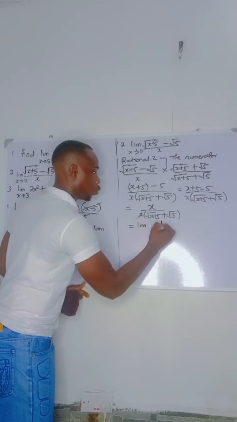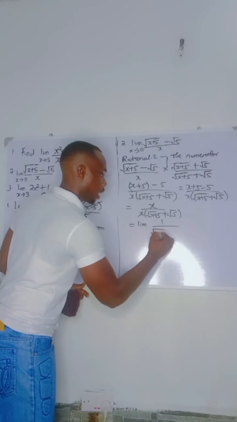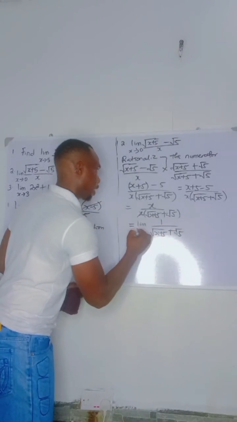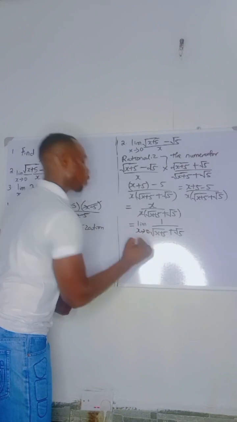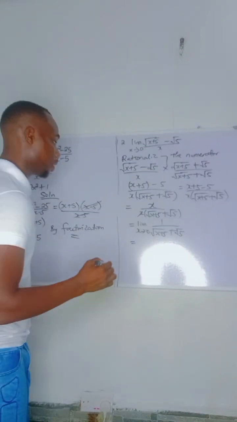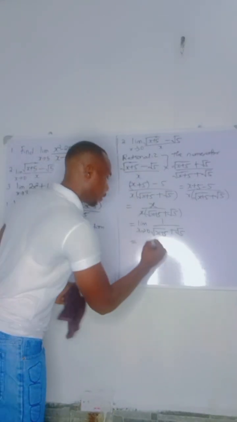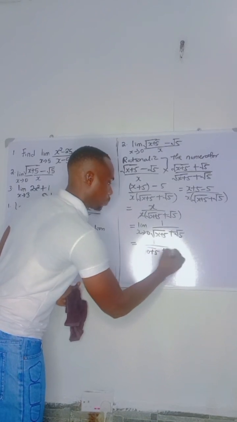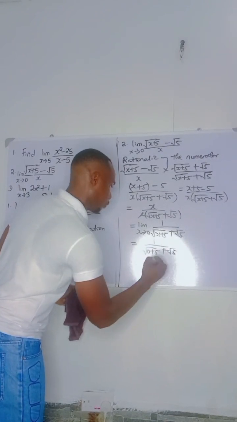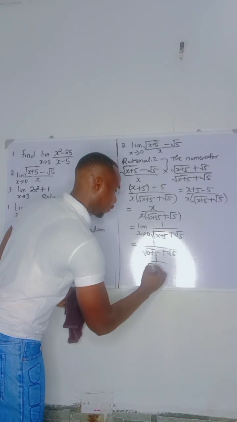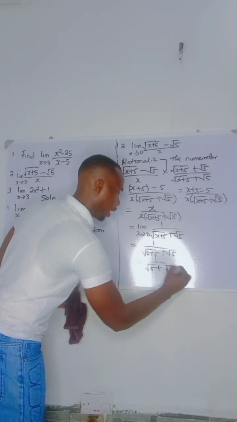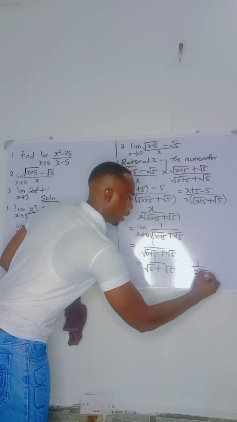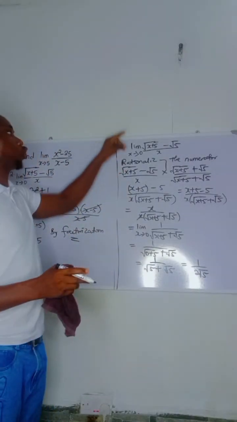So this finally gives us the limit of 1 all over root x plus 5 plus root 5 as x tends to 0. If we substitute the value of x into this equation, it now gives us 1 all over root 0 plus 5 plus root 5, which gives us 1 all over root 5 plus root 5, which gives us finally 1 all over 2 root 5.